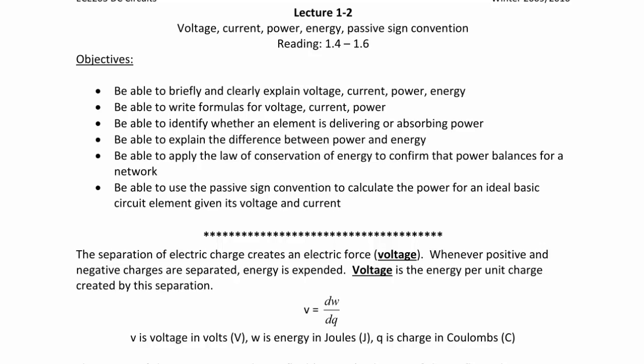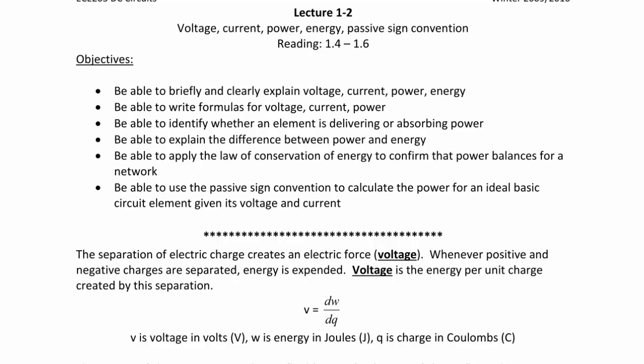The objectives are to be able to briefly and clearly explain voltage, current, power, and energy; be able to write formulas for voltage, current, power, and energy; be able to identify whether an element is delivering or absorbing power; be able to explain the difference between power and energy; be able to apply the law of conservation of energy to confirm that power balances for a network; and be able to use the passive sign convention to calculate the power for an ideal basic circuit element given its voltage and current.